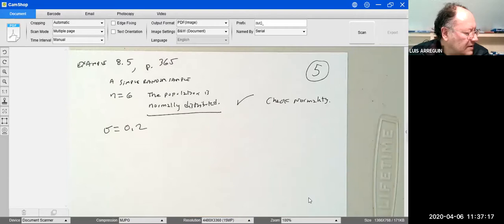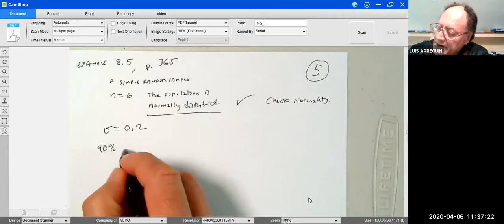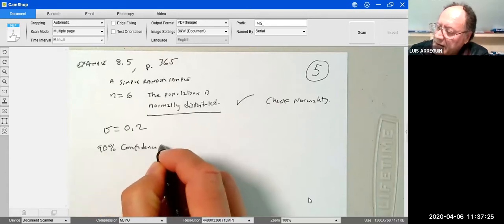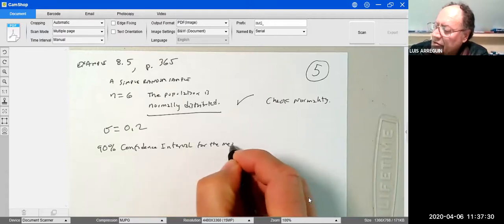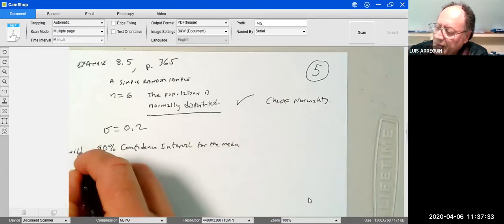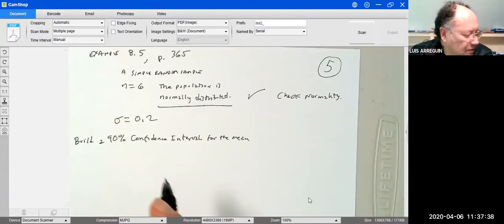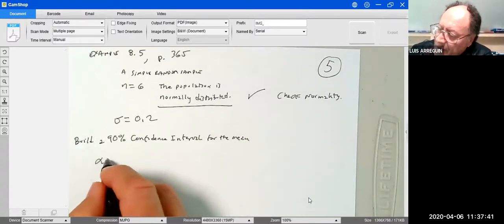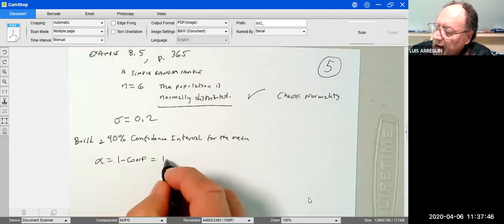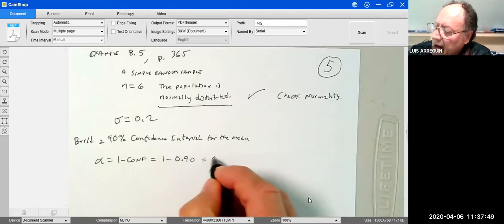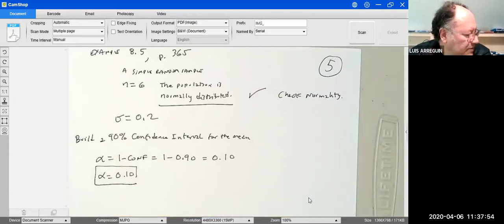So now we're going to build a 90% confidence interval for the mean. So we need alpha. Alpha is going to be 1 minus the confidence level, so it's 1 minus 0.90. So alpha is just 0.10. This is important.